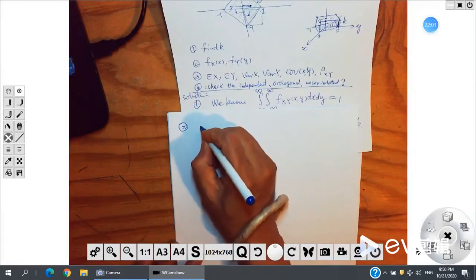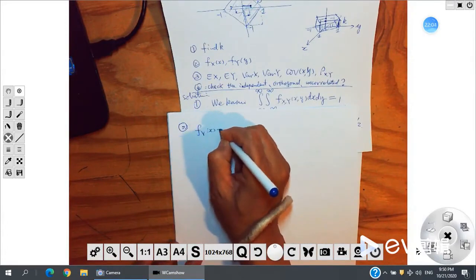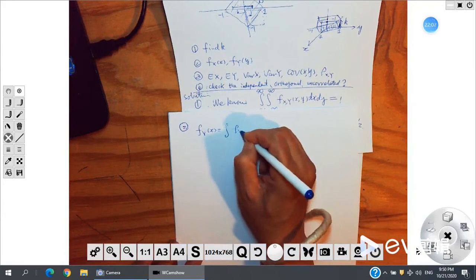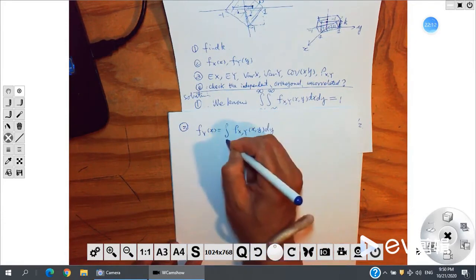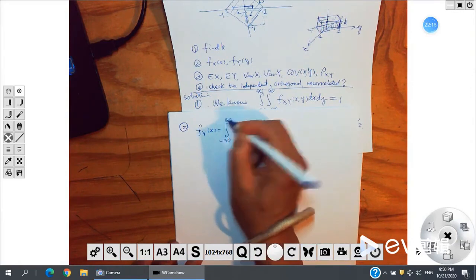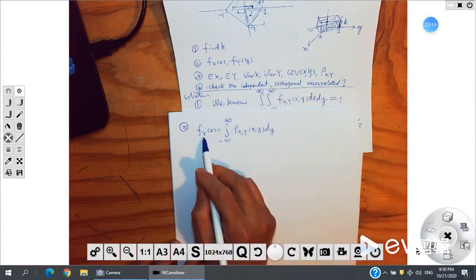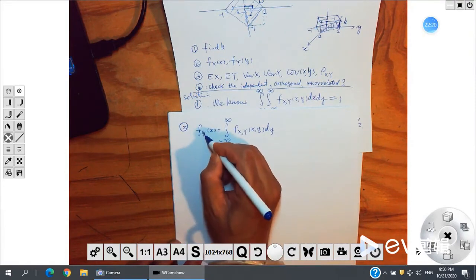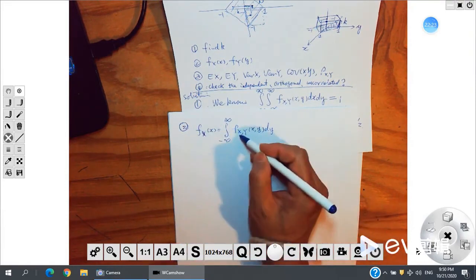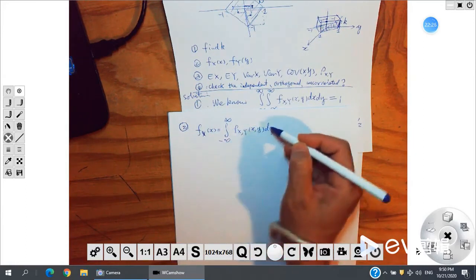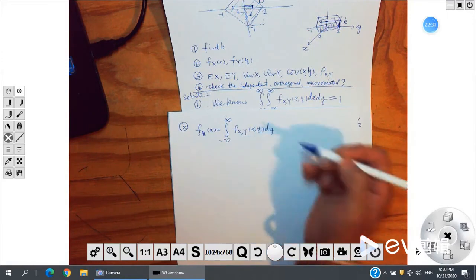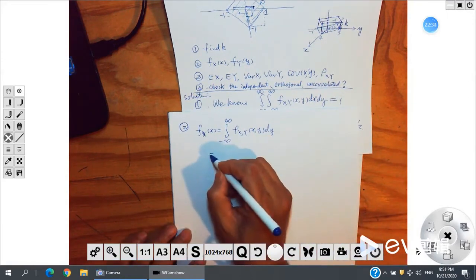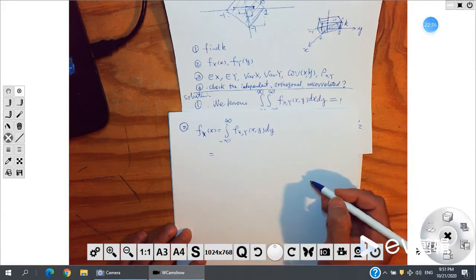Then what it is, fx of x, there will be the integral of fxy of x, y, dy, and y runs from negative to positive infinity. This is a marginal distribution, right? Marginal density function. I want to know the marginal density function. We have the joint density function. I want a function of x, so we do the integral to remove y.